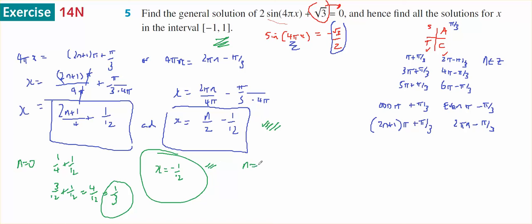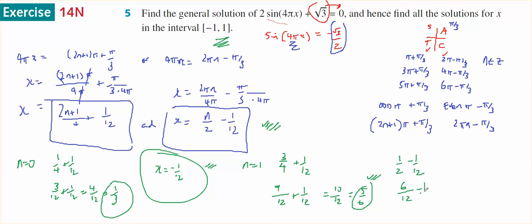Okay, if n equals 1, I get an answer of 2 times 1 plus 1 is 3 on 4 plus 1/12, which is times by 3, 9 on 12 plus 1/12 equals 10/12 equals 5/6, and I'll take that answer because that's also within my domain. Or when n equals 1, I have a half minus a 12th, which is 6 on 12 minus 1 on 12, which is 5 on 12, and I'll take that as well, because that's also within my domain.